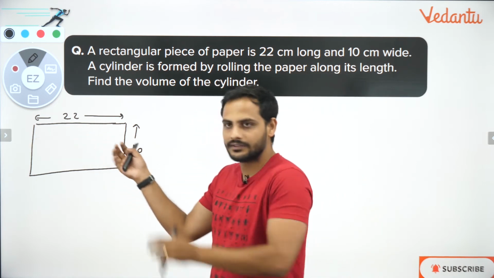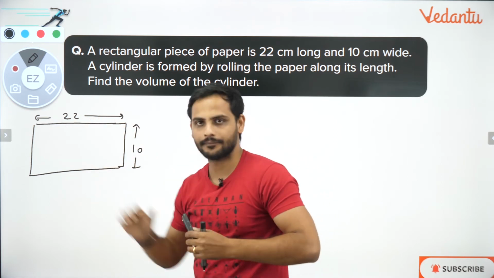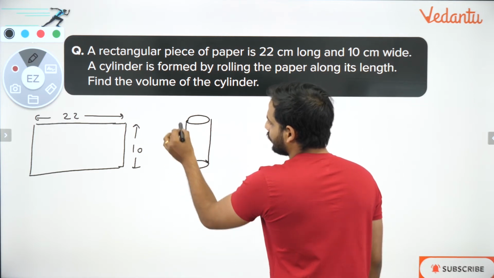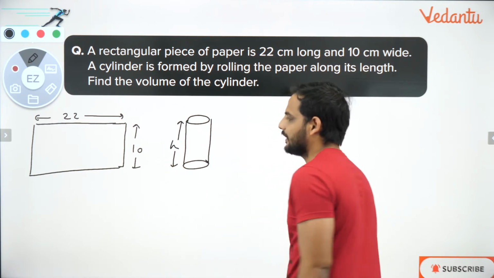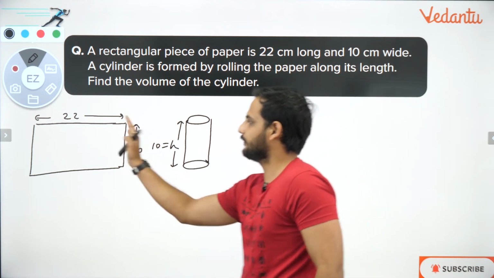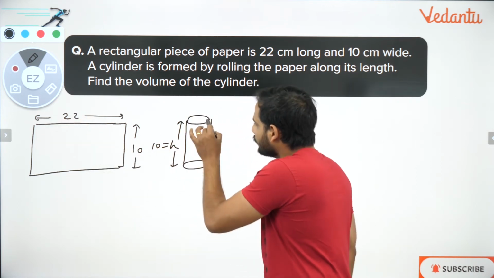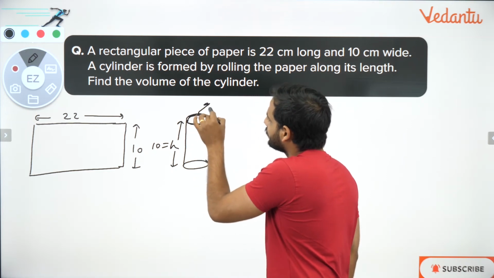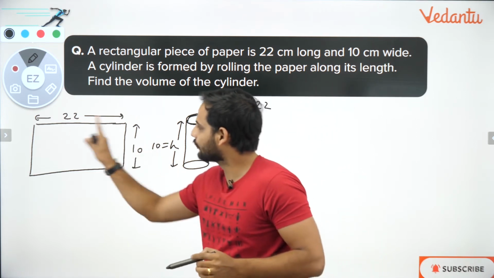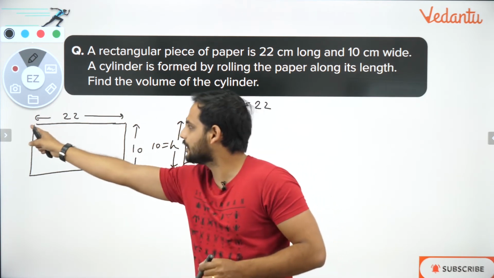So along its length you are rolling it. So keep this along the length and start rolling it from here. Okay, so the cylinder will look something like this. So now you got to know that the height of the cylinder will remain 10 only, because when you roll it, this will remain the height. And this 22 is the circumference of the top. Because when you have rolled it, you will see carefully that the circumference of the cylinder, whatever it is, will be equal to 22.